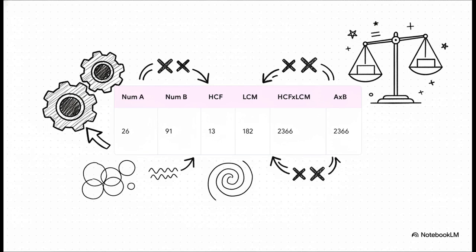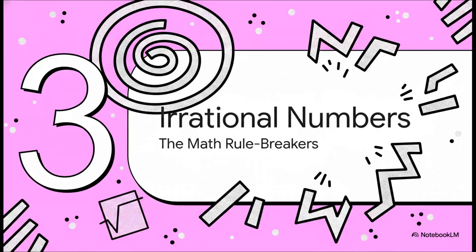So, the highest common factor of 26 and 91 is 13. Their least common multiple is 182. If we multiply our HCF of 13 by our LCM of 182, we get 2,366. Now watch what happens when we just multiply our original number A and number B. 26 times 91? It also gives us 2,366. It balances out perfectly every single time. How cool is that?